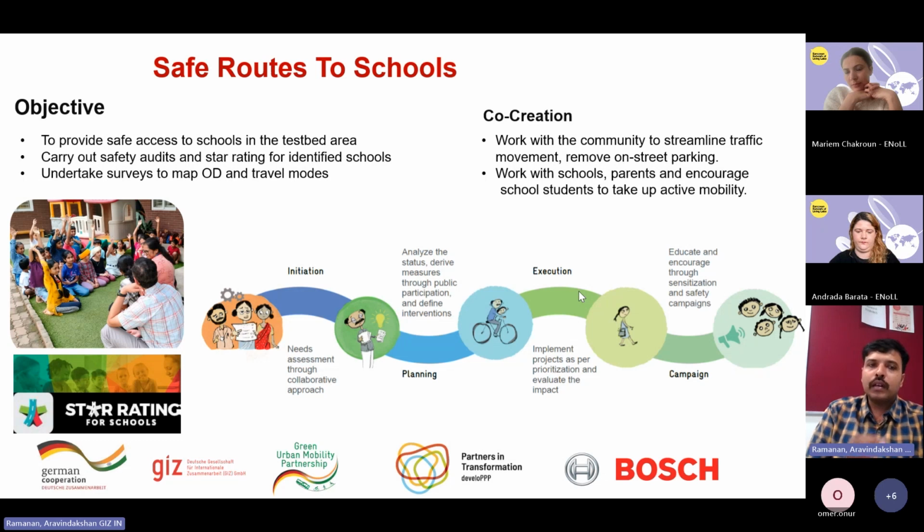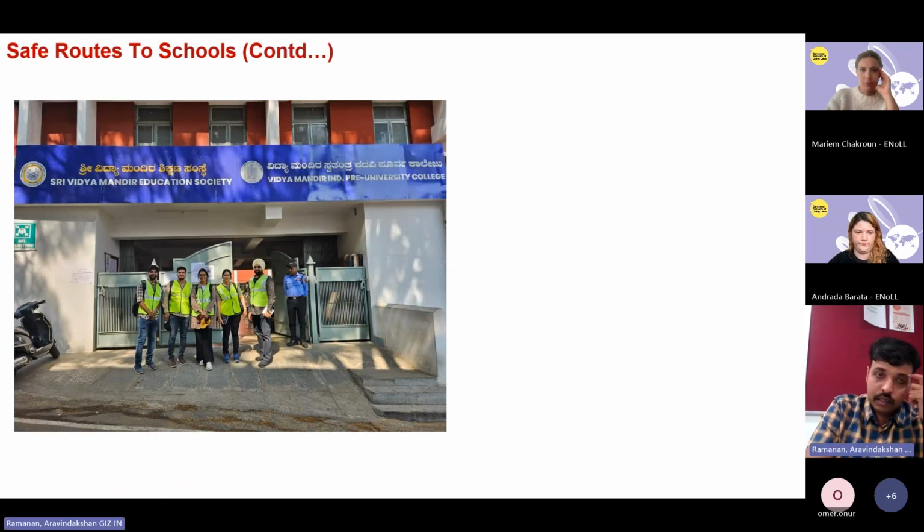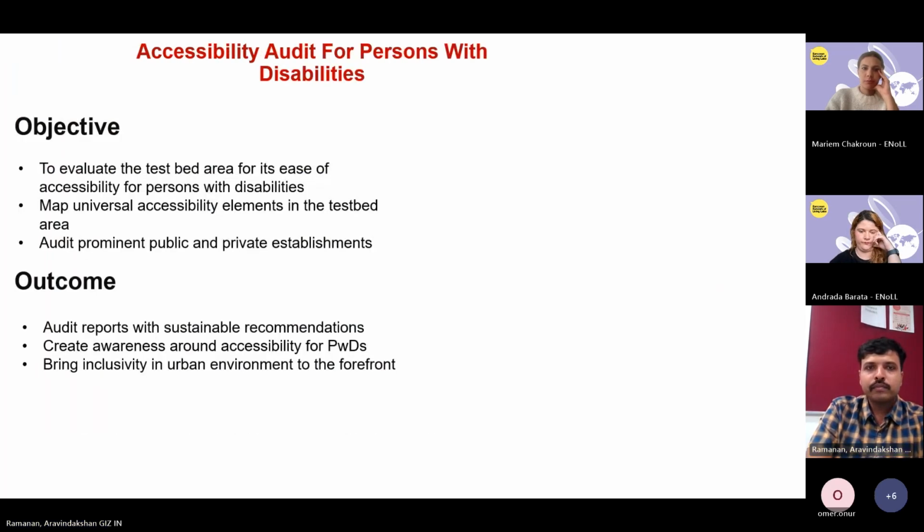We are also doing a safety audit, especially of the infrastructure outside the school, with a star rating to assess how good or bad the infrastructure is. And we are giving recommendations to the government so that they can improve the infrastructure. That is the idea. And this is the picture where you can see the team doing the safety audit together with the community and the government outside one of the schools.